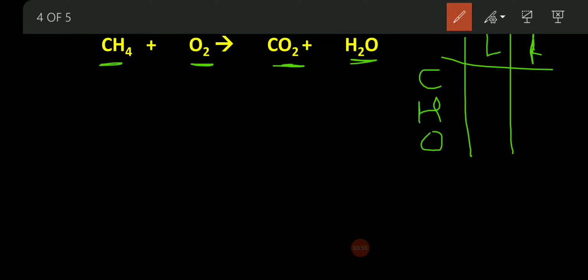Let's see. Carbon, how many? One carbon on the left-hand side, and four hydrogens on the left-hand side. Oxygen, two oxygens on the left-hand side. Now let's write the right-hand side. Carbon, one carbon is there. Oxygen: there are 2 here and 1 here, so total 3 oxygens on the right-hand side, so we'll write 3. The remaining one is hydrogen, 2 hydrogens are there, so we'll write 2 hydrogen.